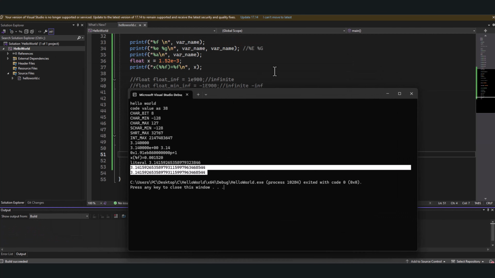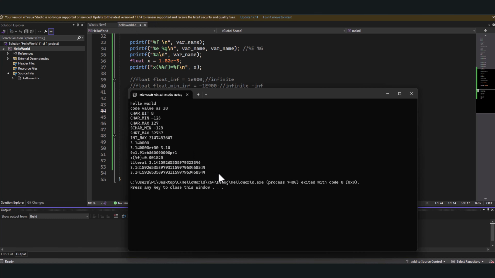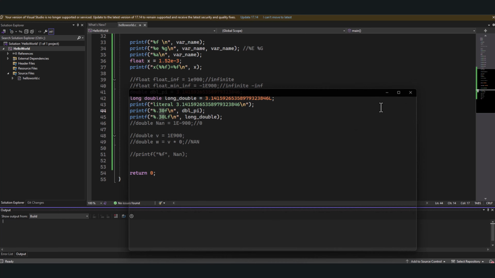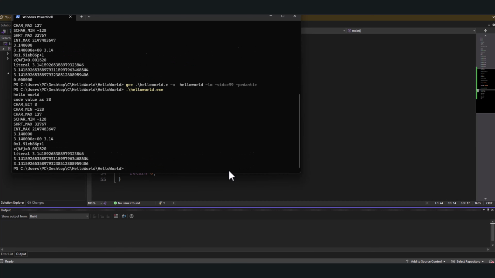Meanwhile, in our code, we have defined a double here, and we have defined a long double with this constant literal here. And we print it using a precision of 30 digits. When we run our program in Microsoft, we have the same results. But if we go under our GCC compiler and compile our code using this compiling flag here, we run the code, we can see that it's different.